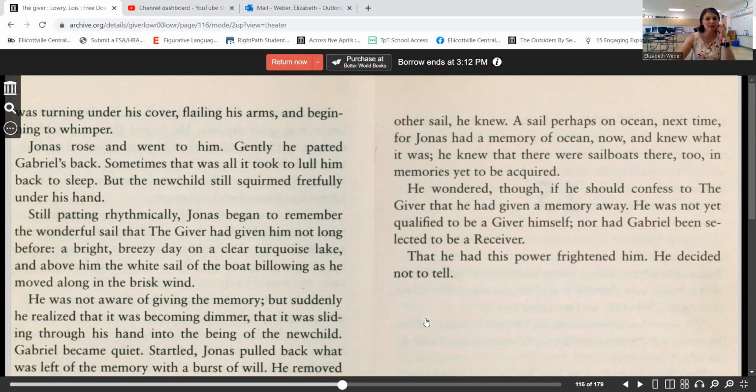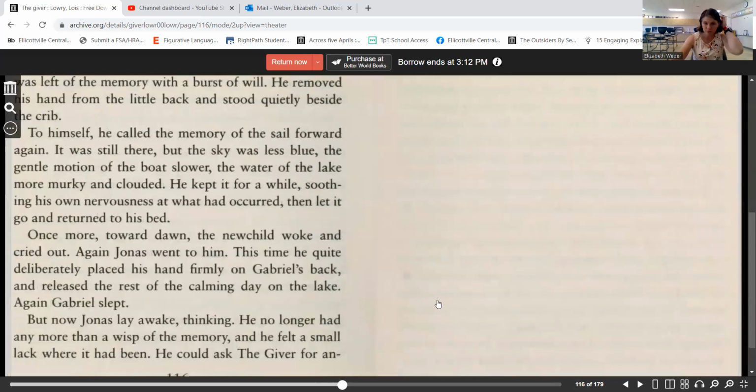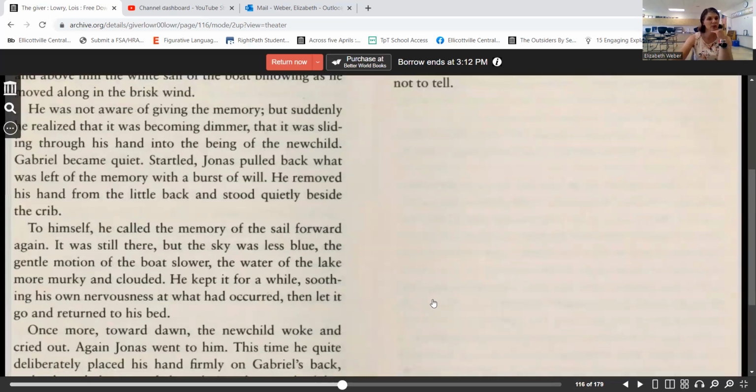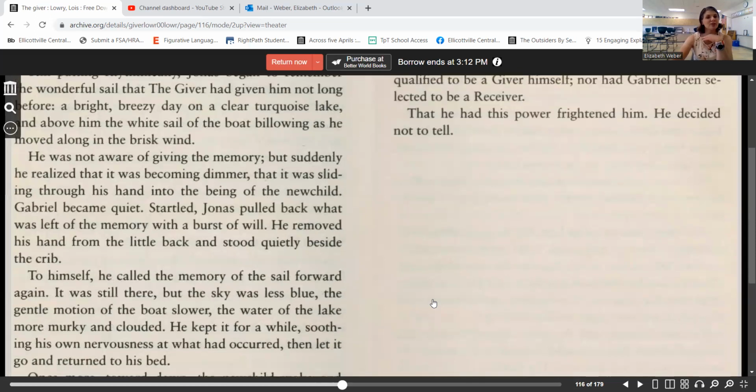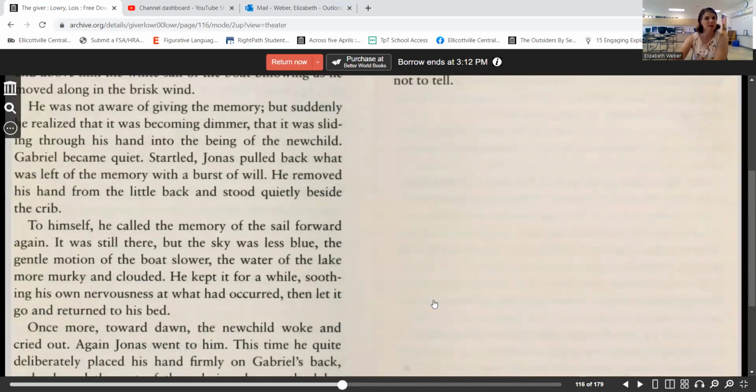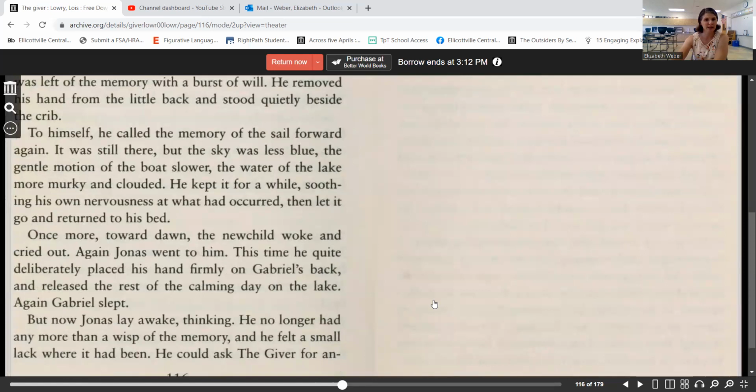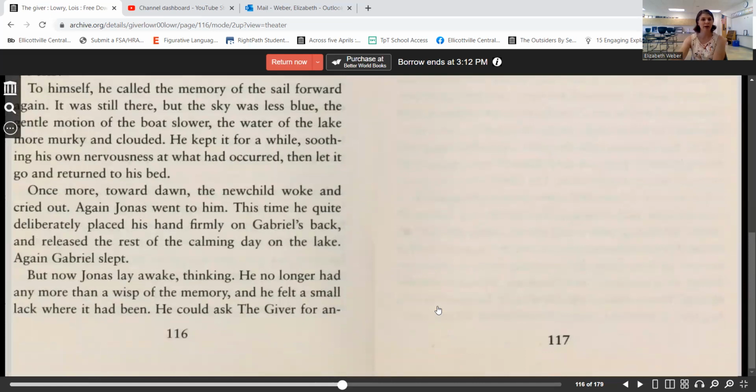He removed his hand from the little back and stood quietly beside the crib. To himself, he called the memory of the sail forward again. It was still there, but the sky was less blue, the gentle motion of the boat slower, the water of the lake more murky and clouded. He kept it for a while, soothing his own nervousness at what had occurred, then let it go and returned to his bed.